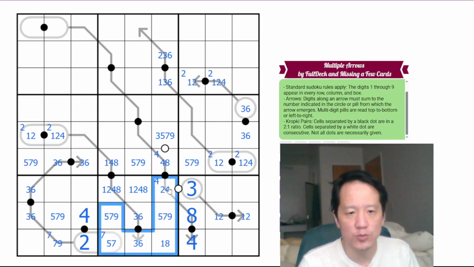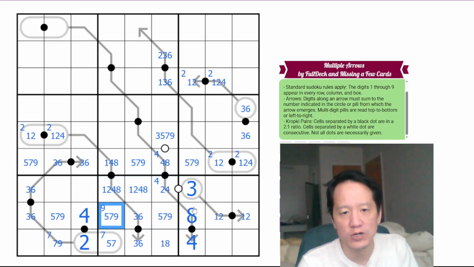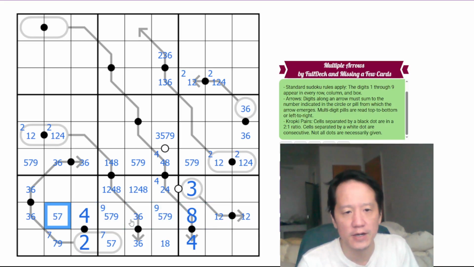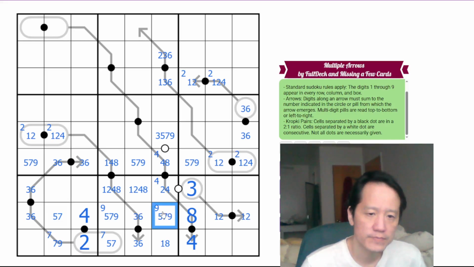Therefore, in this box, where is the 9? It must be one of these two cells, which eliminates 9 from the rest of the row, so this can't be 9 here. 2 has to be one of these 3. This is a 1, 2 pair.